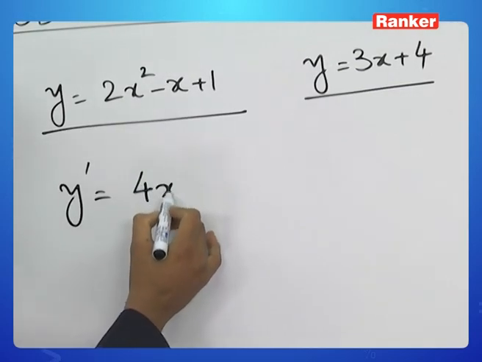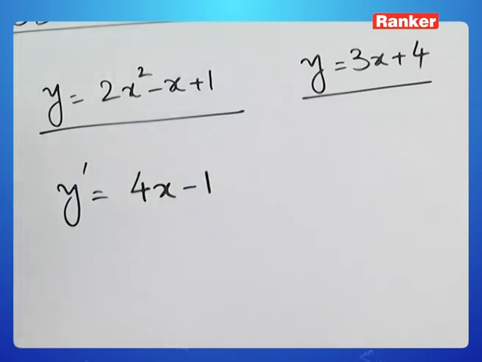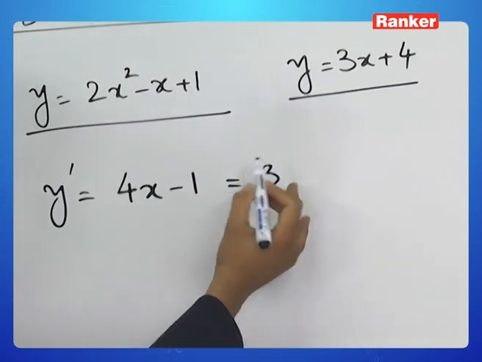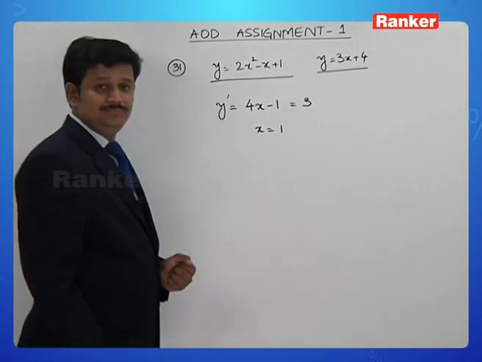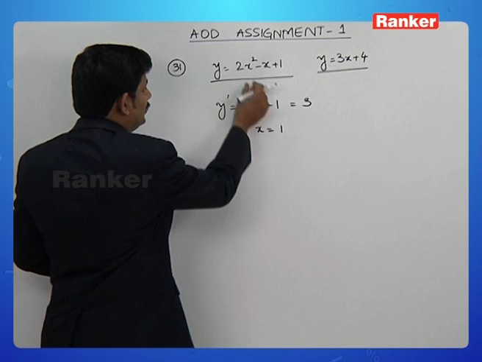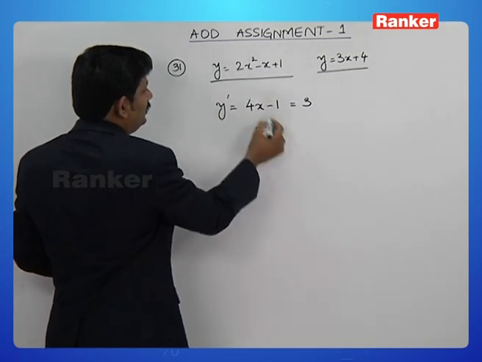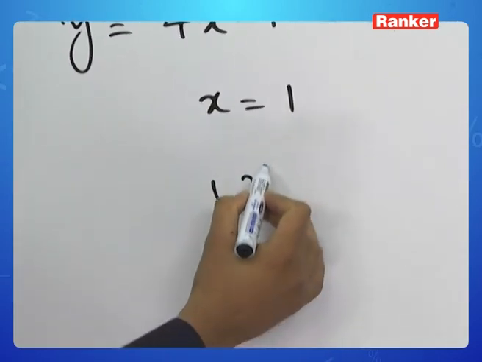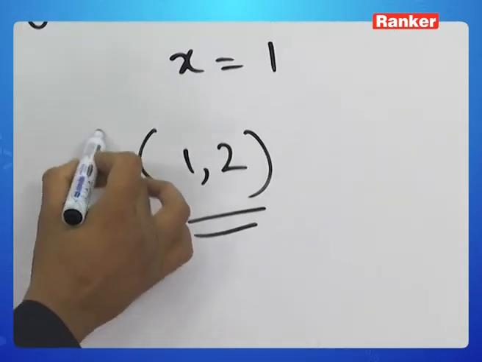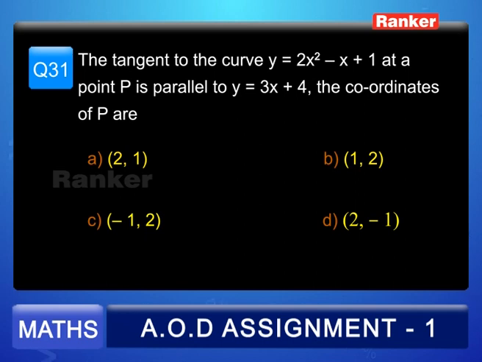Differentiating this, it is 4x minus 1 is equal to 3, or x is equal to 1. And when x is 1, the y coordinate of the point would be 2 minus 1 plus 1, which is 2, or the point is 1 comma 2. So the coordinates of P are 1 comma 2. So the option is B. Answer B.